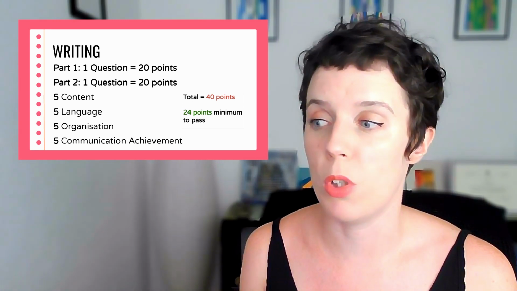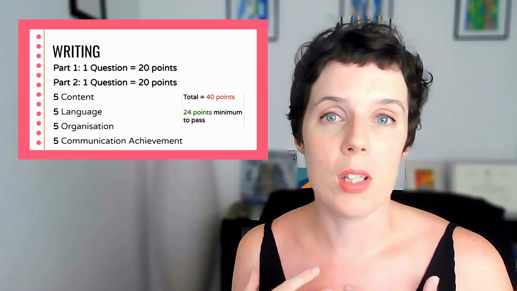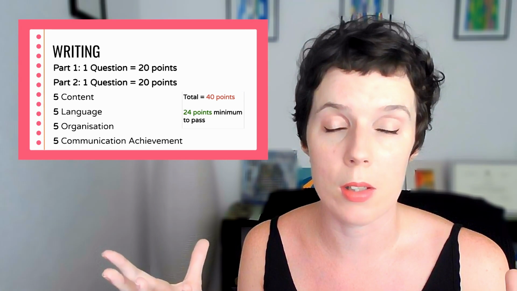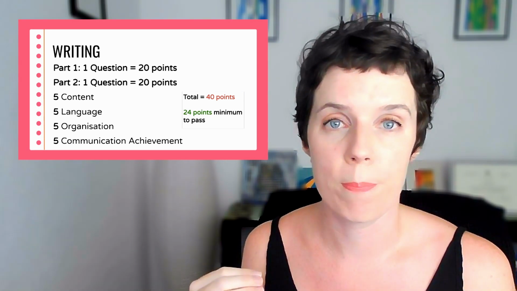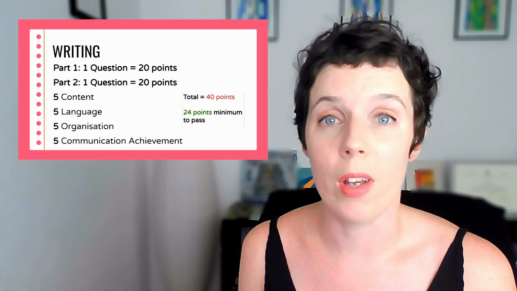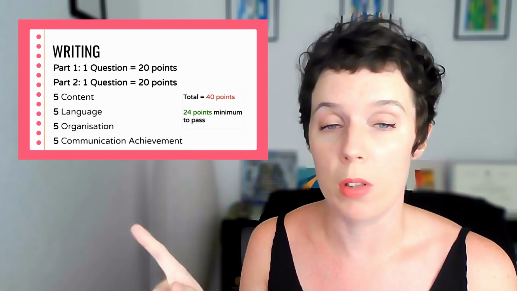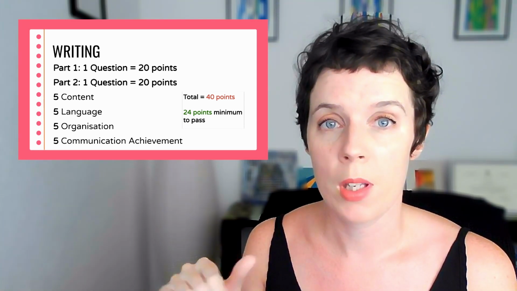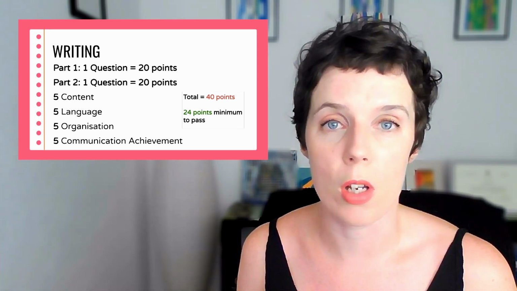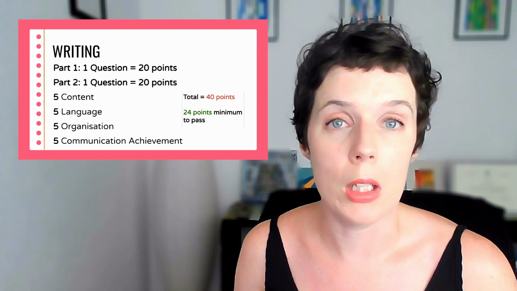And lastly, communicative achievement. So this is, are you able to express your ideas, complex ideas, in a concise way? Basically, if the examiner is confused while they're reading your writing, you will not get a 5, you'll get a lower mark. So it needs to be easy for the examiner to read. You need to express yourself coherently and concisely.